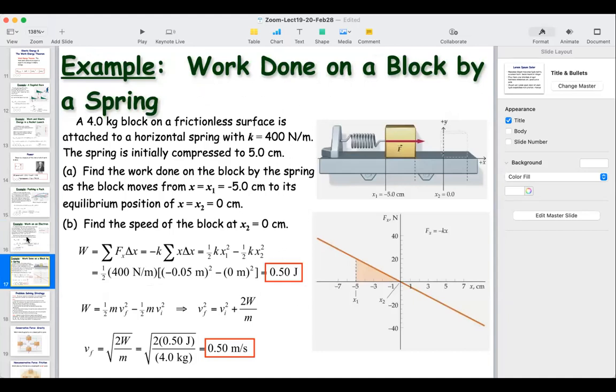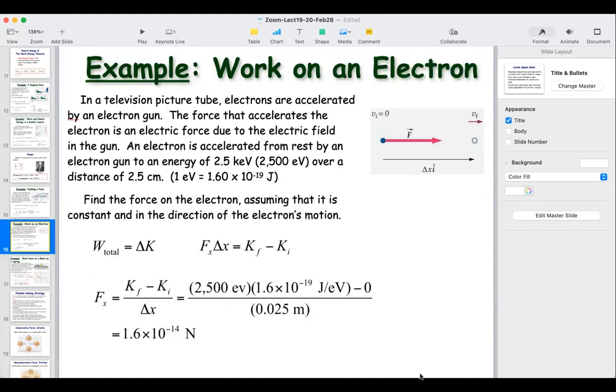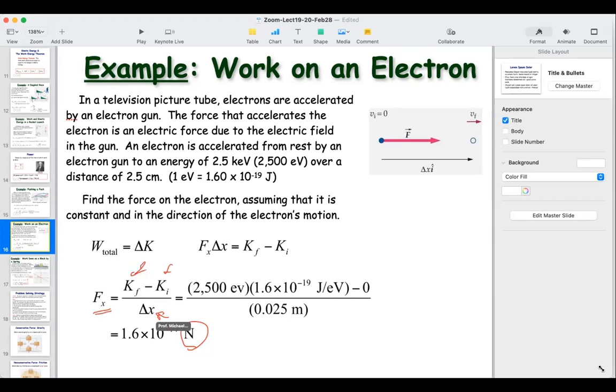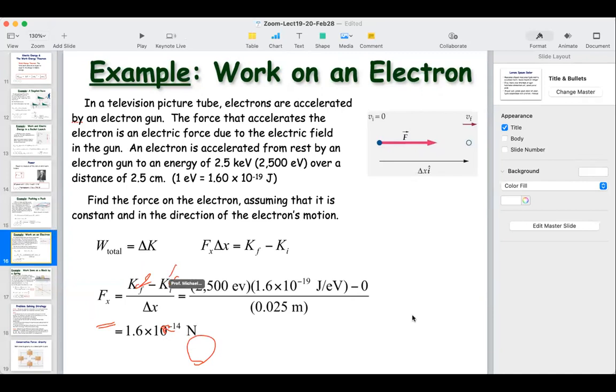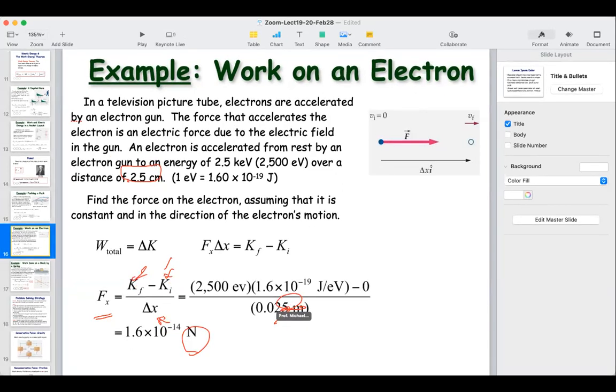Veronica, could I add one quick thing? Yes. Everybody notice that newtons are the MKS unit of force. So if we're going to wind up with newtons at the end, we need to make sure that everything we plug in is also in MKS units. Note we were given centimeters in the description of the problem, but we have to convert that into meters when we plug it in. Also, we're given the kinetic energy of the electron in these weird units called electron volts, eV.